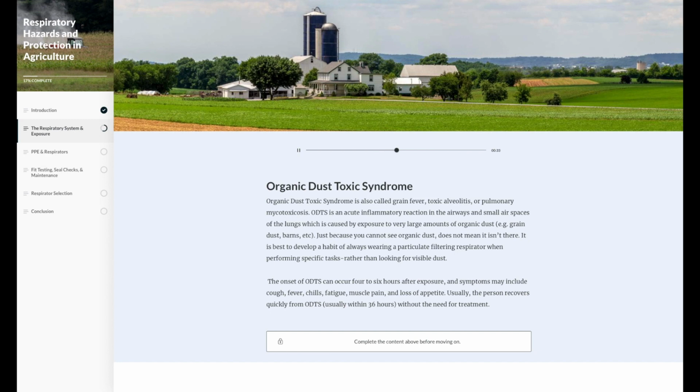It is best to develop a habit of always wearing a particulate filtering respirator when performing specific tasks rather than looking for visible dust. The onset of ODTS can occur 4 to 6 hours after exposure, and symptoms may include cough, fever, chills, fatigue, muscle pain, and loss of appetite. Usually, the person recovers quickly from ODTS, usually within 36 hours, without the need for treatment.